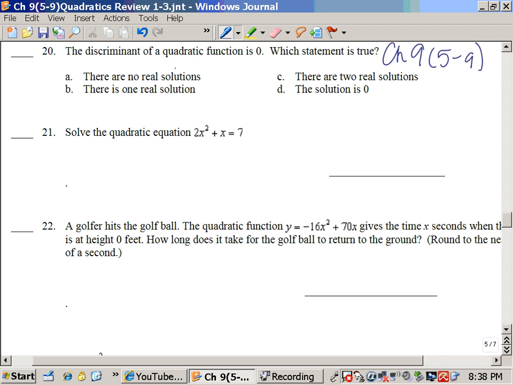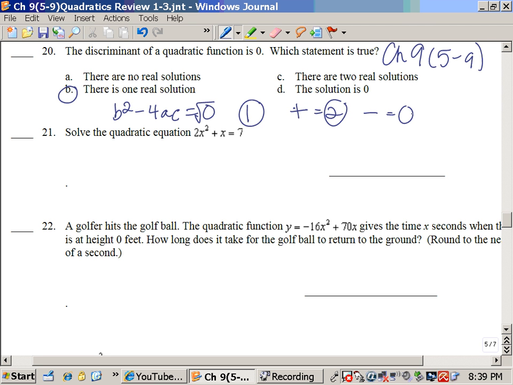Okay, the discriminant of a quadratic function is 0. Remember that the discriminant is what is under the square root, b squared minus 4ac. If that is a 0, then when you take the square root of 0, which is 0, and add 0 and subtract 0, you will only get one solution. So there is one real solution. If the discriminant was positive, that would be 2 solutions. If it is negative, that would be no solutions because you can't take the square root of a negative.